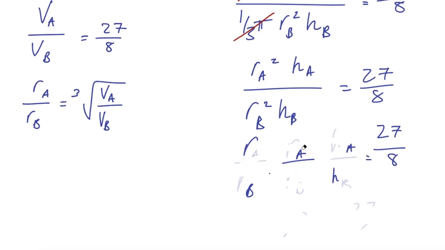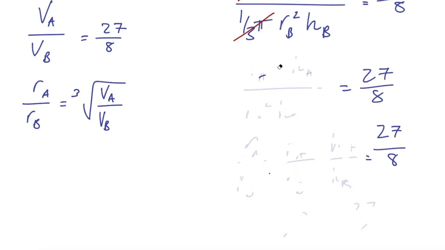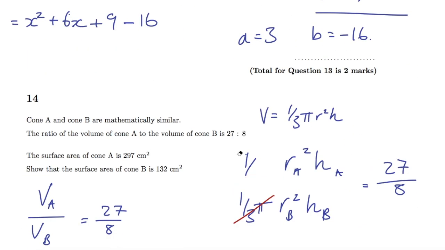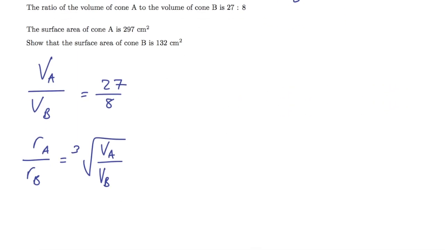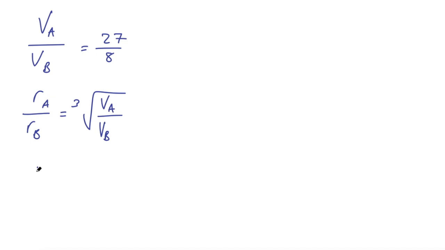Okay, so that's a little side note as to why this works. So we can say the ratio of the sides is equal to the cube root of the ratio of the volumes. So therefore the ratio of the sides is equal to 3 over 2, which is the cube root of 27 is 3 and the cube root of 8 is 2.